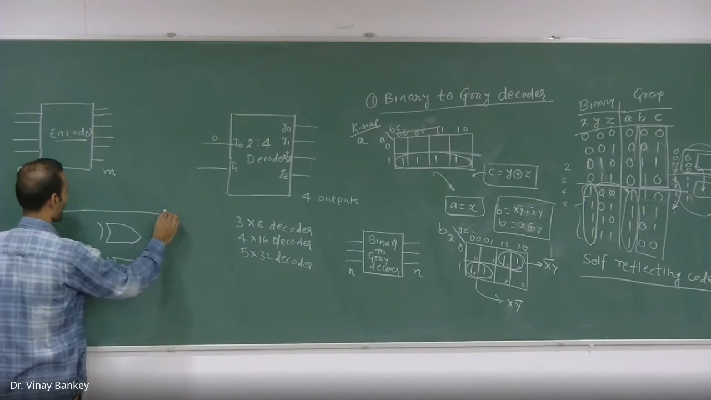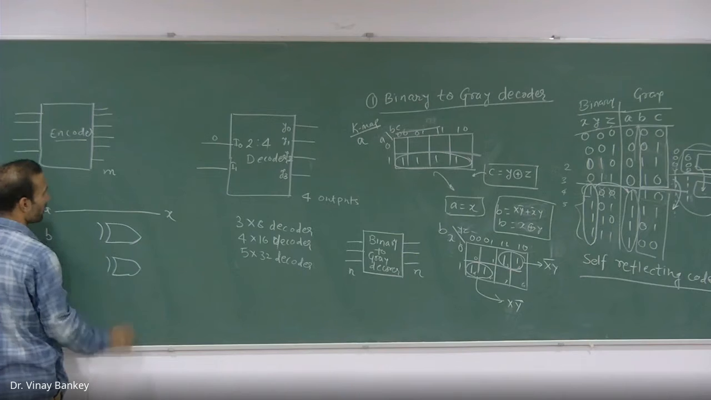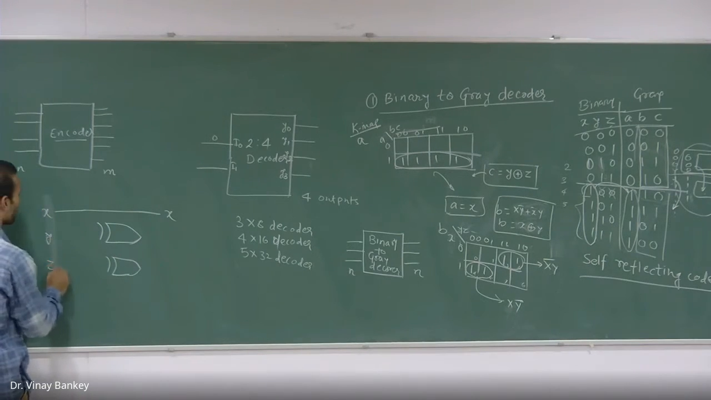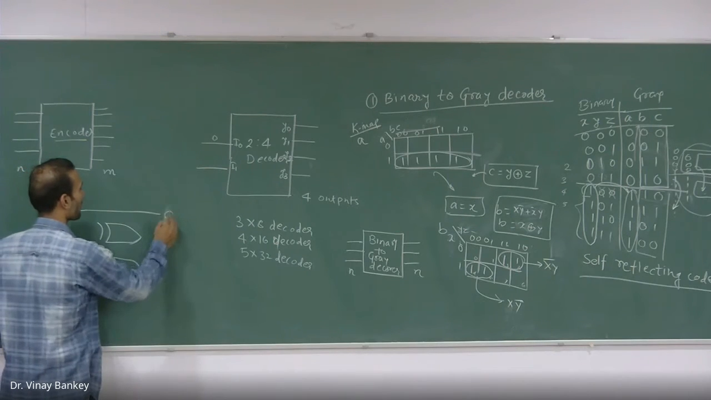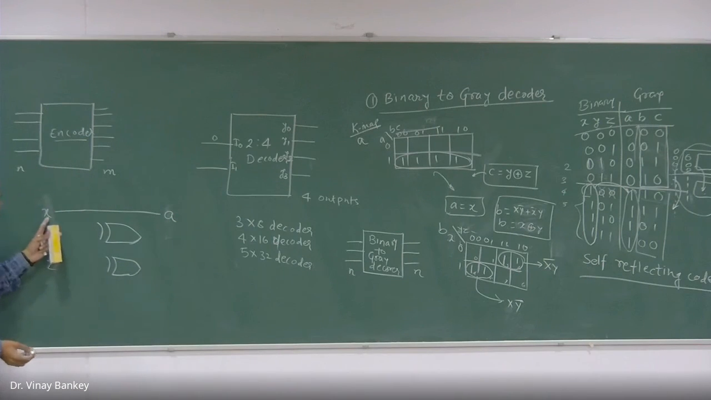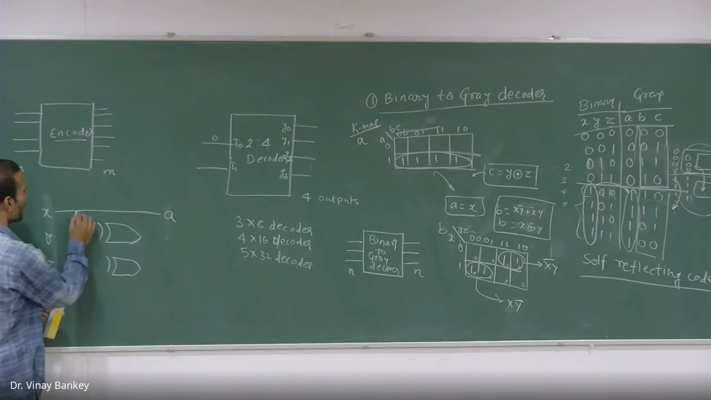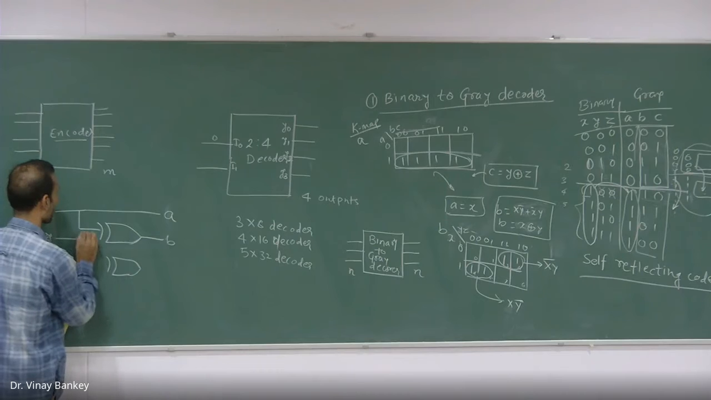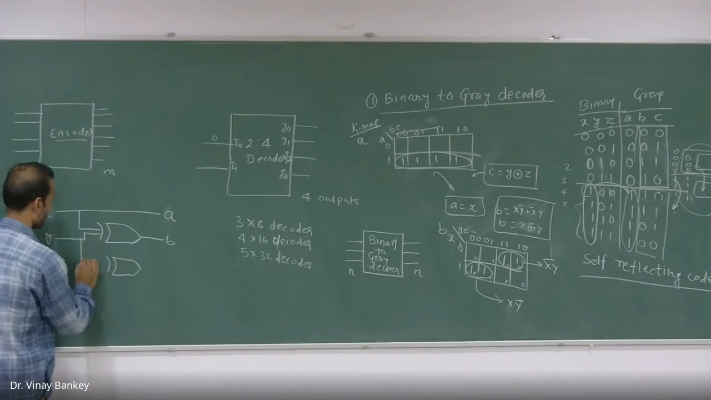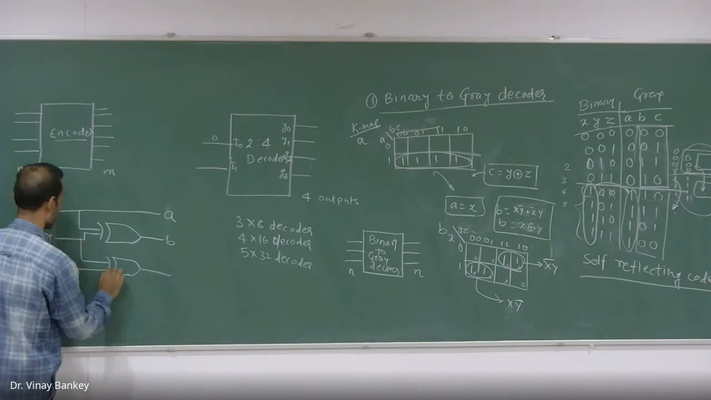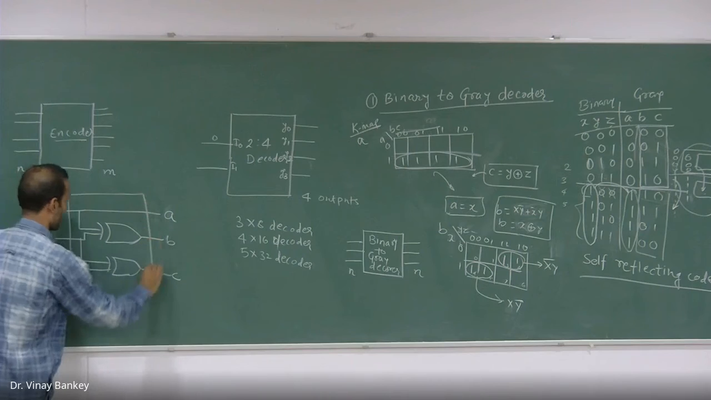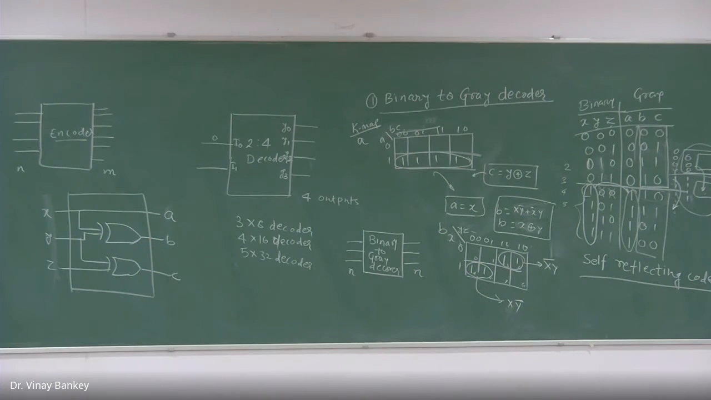A will be directly X, Y, and Z. So the output in gray, we have defined the variable A. So X will be directly A, and B will be the XOR between X and Y, and C will be the XOR of Y and Z. So this represents the binary to gray decoder.